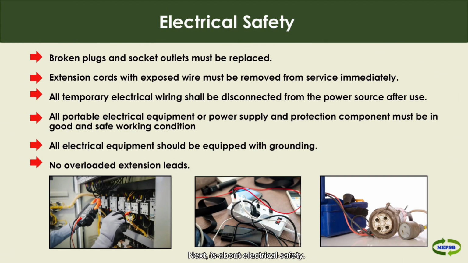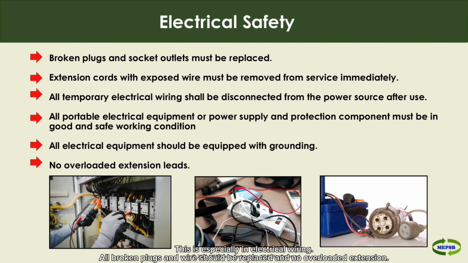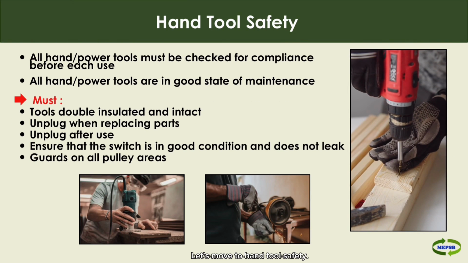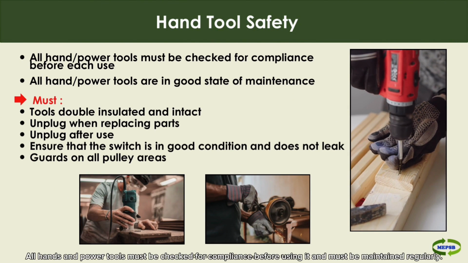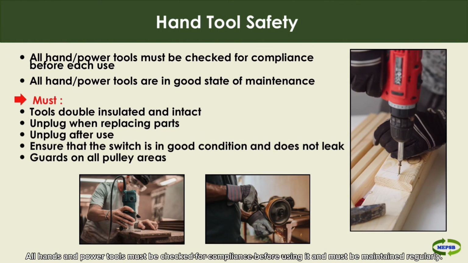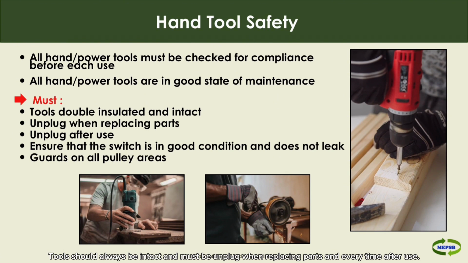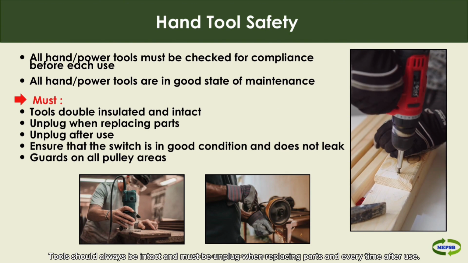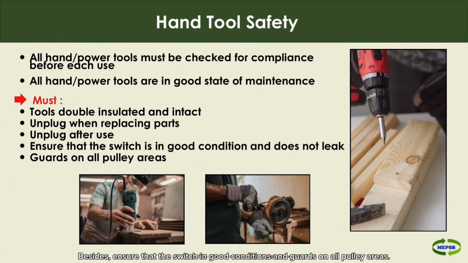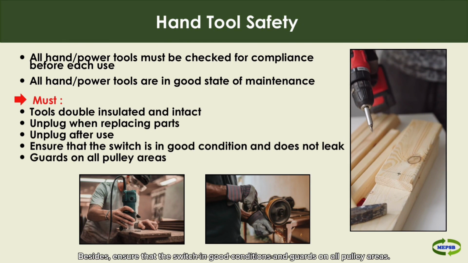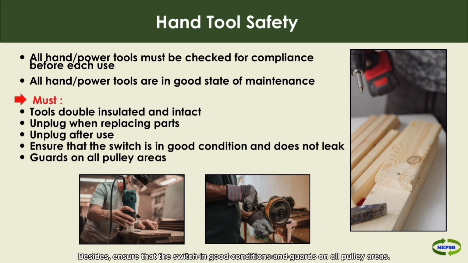Next is about electrical safety. All electrical equipment must be in a good and safe working condition. This is especially important in electrical wiring. All broken plugs and wires should be replaced and there should be no overloaded extensions. Let's move to hand tool safety. All hand and power tools must be checked for compliance before using and must be maintained regularly. Tools should always be intact and must be unplugged when replacing parts and every time after use. Besides, ensure that the switch is in good condition and there are guards on all pulley areas.